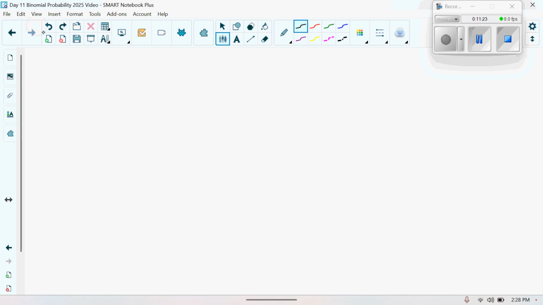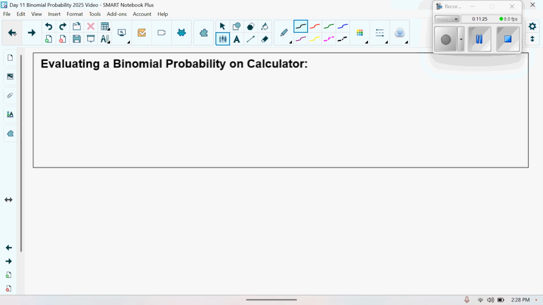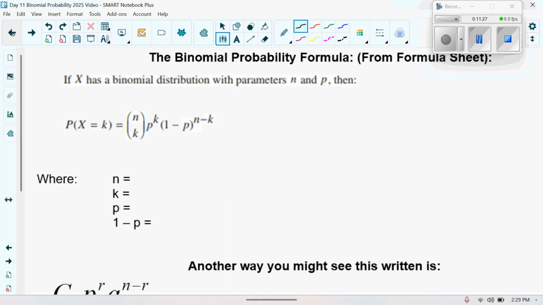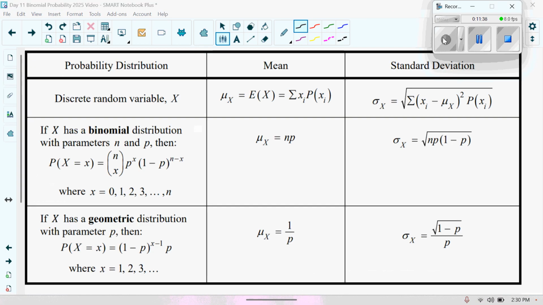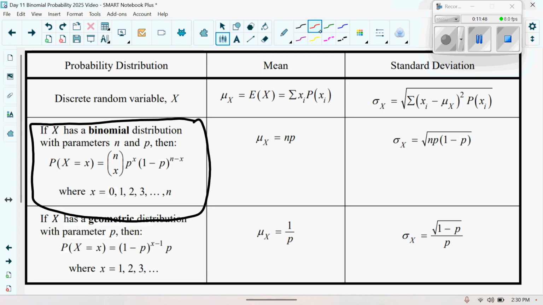Let's see if I have it here. Looks like I don't have it here. It is on the formula sheet, right underneath the discrete random variable. I'll see if I can pull it up in a second, but here is the formula. All right, so here is the formula sheet. Right under where it says discrete random variable, you see right here in this box, it says if X has a binomial distribution with parameters n and p, then, and it has this formula here.